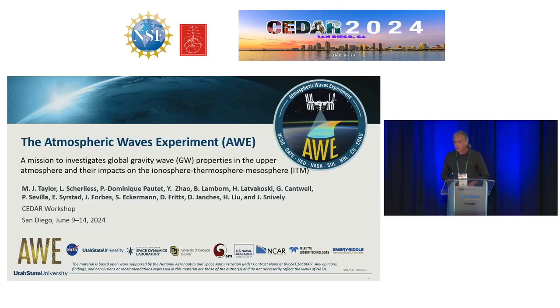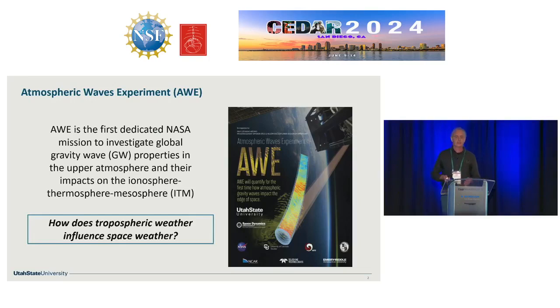So what is this mission about? It is the first dedicated NASA mission to investigate the global gravity wave properties in the upper atmosphere, that is in the mesosphere near the mesopause, and to also look at the impacts of these gravity waves on the ionosphere-thermosphere system as a whole.